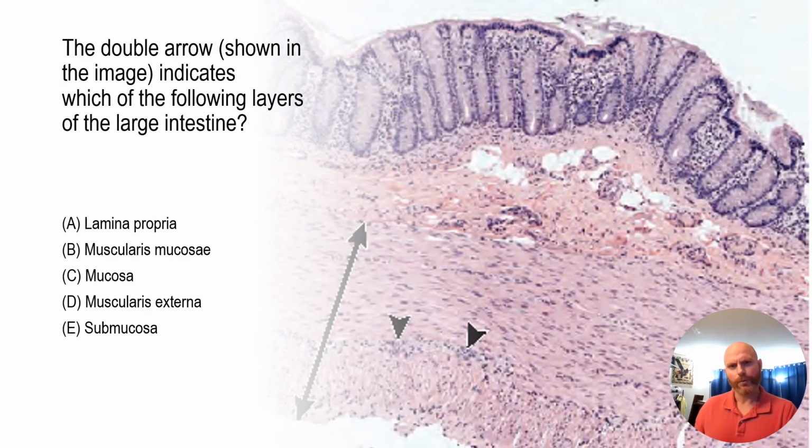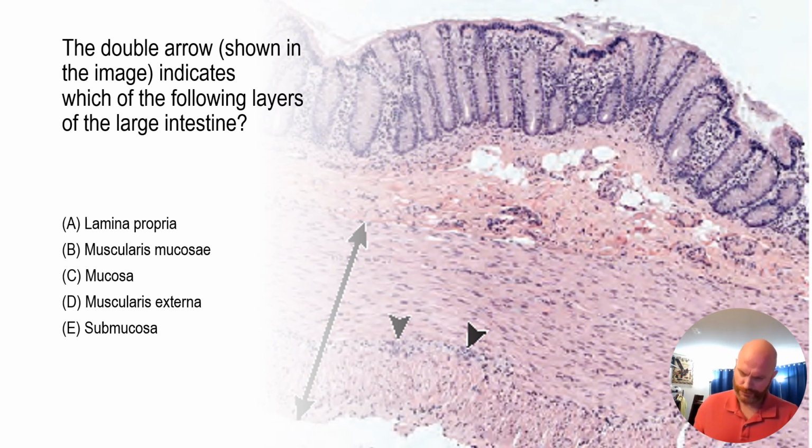In this question, we're being told that we're looking at tissue taken from the large intestine, and we're being asked to identify the layer that's indicated by the double arrow. Well, right away, we can go ahead and say that we're looking at the muscularis externa layer. What's unique about the muscularis externa in the large intestine is that it's composed of two layers. The inner layer, which is the circular layer, and the outer layer, which is the longitudinal layer. The names circular and longitudinal are a reference to how the muscle fibers are arranged in each of those layers.